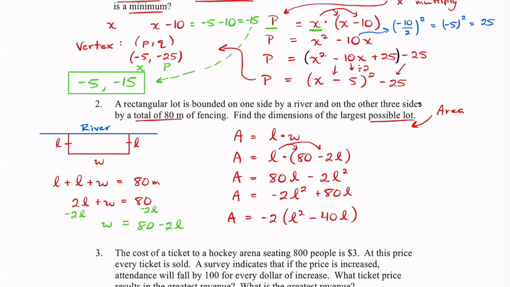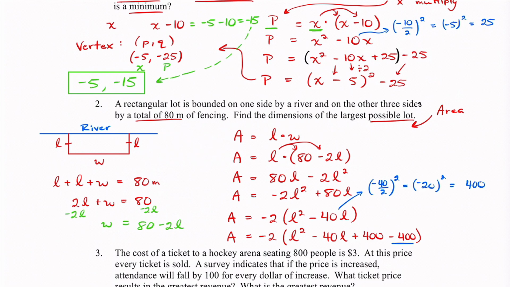Okay, and then what I do, I take that middle term and divide that by 2 and then square it. So that's going to give me negative 20, and then square it, we're going to get 400. Okay, and then I'm going to put that in and I'm going to plus and minus it. So I got negative 2L squared minus 40L, and then plus the 400 and minus the 400.